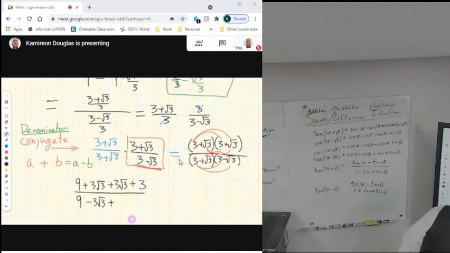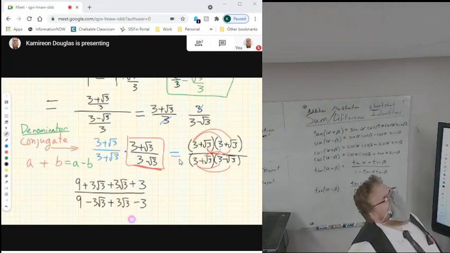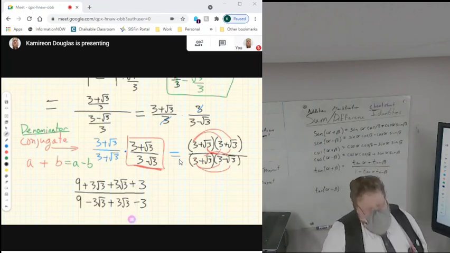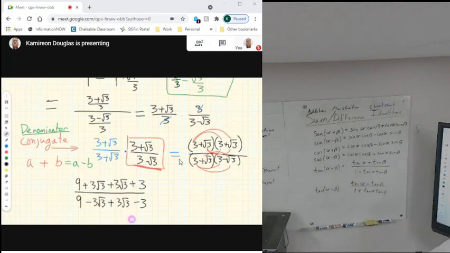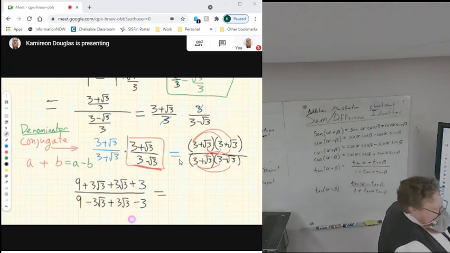3 times the square root of 3 would be positive square root of 3, 3. I don't think I've ever written so many numbers on a page. Let me guess, that's not simplified. Well, one last thing to do. Combine like terms and cancel stuff.